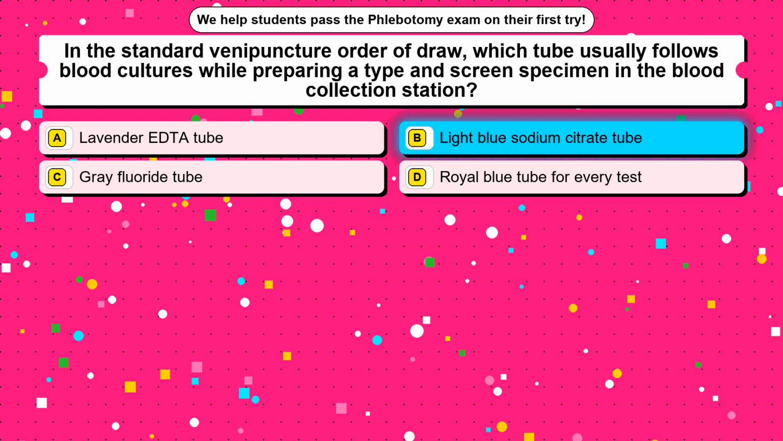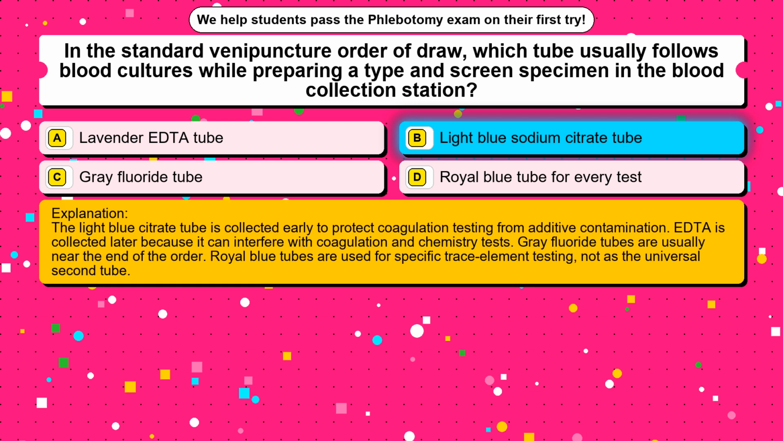The correct answer is option B. Light blue sodium citrate tube. The light blue citrate tube is collected early to protect coagulation testing from additive contamination. EDTA is collected later because it can interfere with coagulation and chemistry tests. Gray fluoride tubes are usually near the end of the order. Royal blue tubes are used for specific trace element testing, not as the universal second tube.